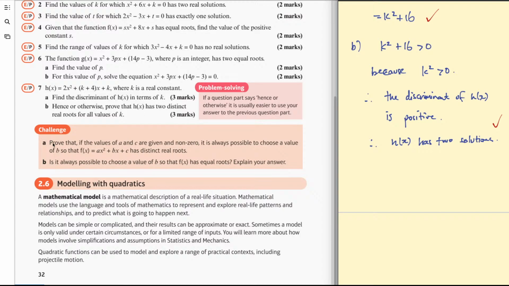Oh, there's also a challenge here. So the challenge says, prove that if the values of A and C are given and non-zero, it is always possible to choose a value of B so that f of x equals ax squared plus bx plus c has distinct real roots.